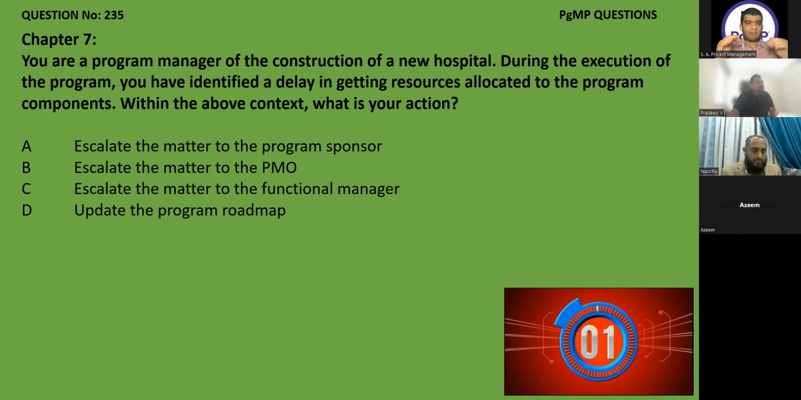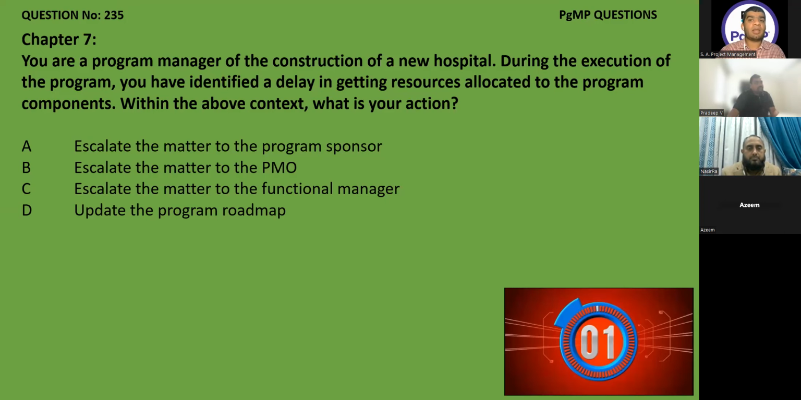That is the first concept. If resources are available within my program, I am working within this program boundary. Then sharing to component 2, to component 3 will be managed by the PMO. But here I don't have the resources, so I have to get them from outside. That has to be from the top. Escalating to the functional manager is not possible. I'm not talking about operations.